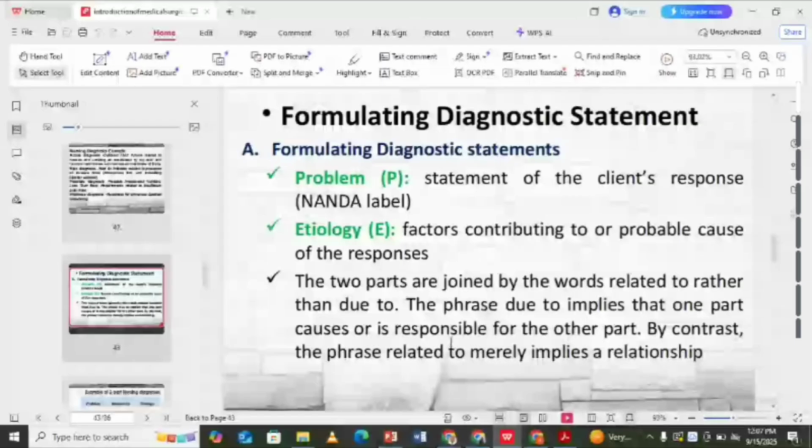Now NANDA, that is the North American Nursing Diagnosis Association. It is the one that is used to give you diagnostic labels. Now, work for you, an assignment for everybody.